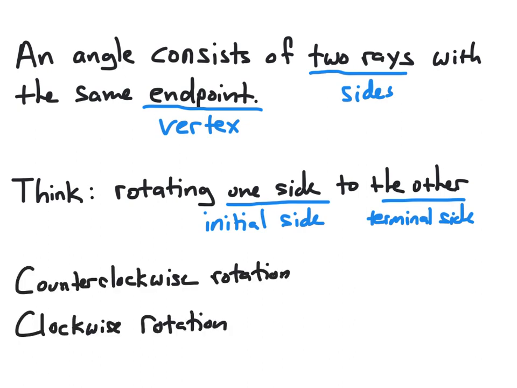In particular, if we have a counterclockwise rotation, we're going to consider this a positive angle. So this will be an angle that is represented by a positive measure. On the other hand, if we have clockwise rotation for our angle, we're going to consider this to be a negative angle, and therefore the measure for a clockwise rotation will be negative.